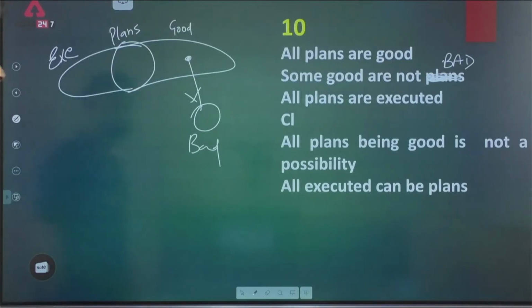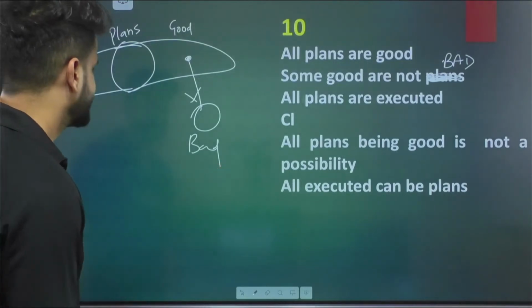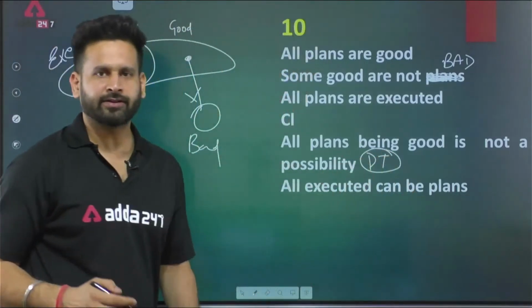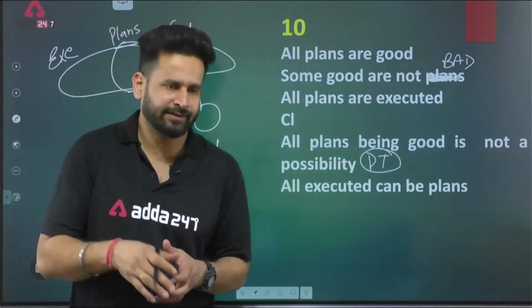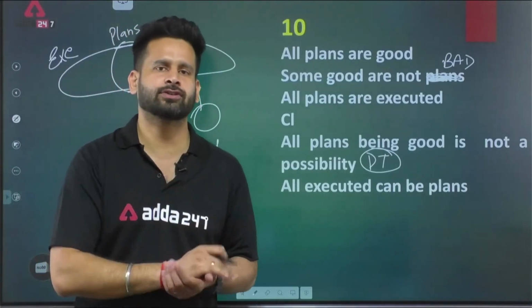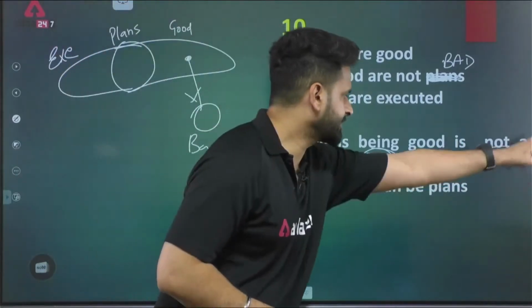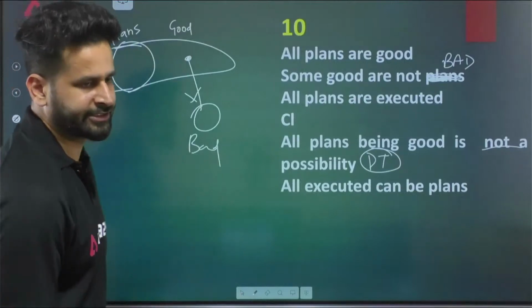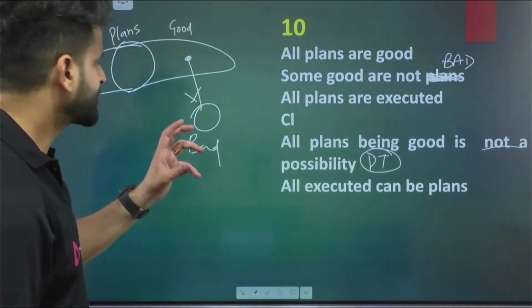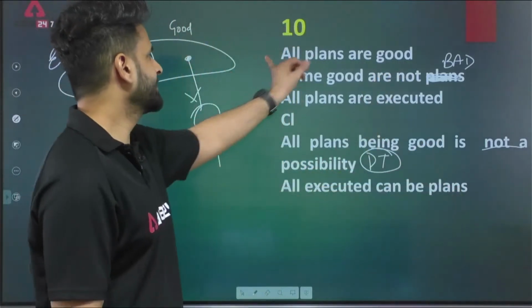First conclusion is all plans being good is not a possibility. This is definitely true. Why is this definitely true? Because this conclusion is true in itself, right? So whatever is definitely true, its possibility goes wrong, right? And it is telling you that it is not a possibility. So again, it will be definitely true. All plans being good is not a possibility, definitely true, because all plans is already good. It is given in the statement.